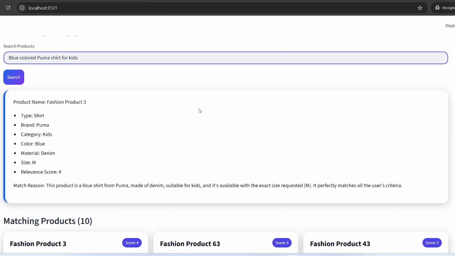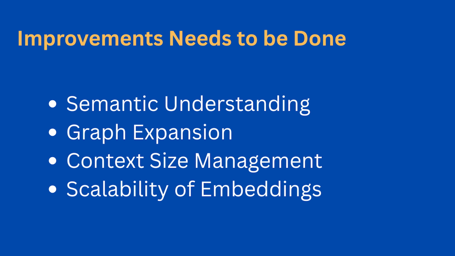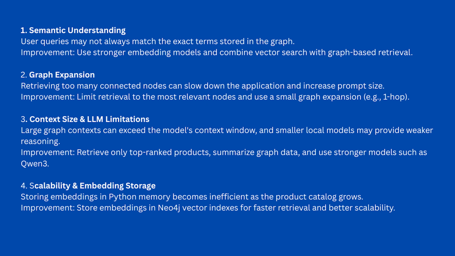or any cloud-based models. Now let's discuss some of the trade-offs of this application and how we can improve it. The first challenge is semantic understanding. Since we are relying on embeddings and graph retrieval, some user queries may not perfectly match the terminology stored in the graph. This can be improved by using stronger embedding models and combining vector search with graph search.